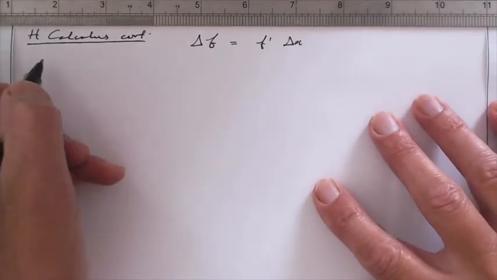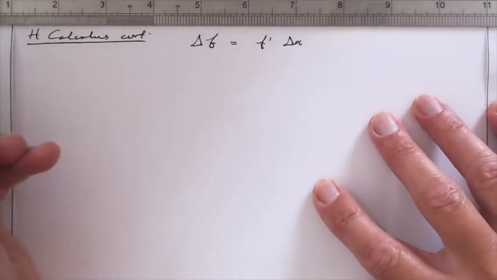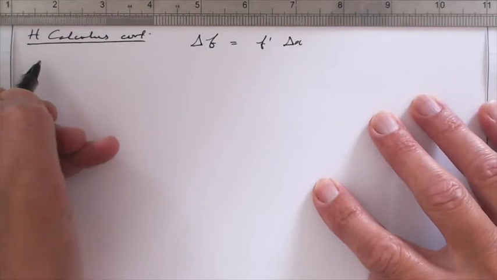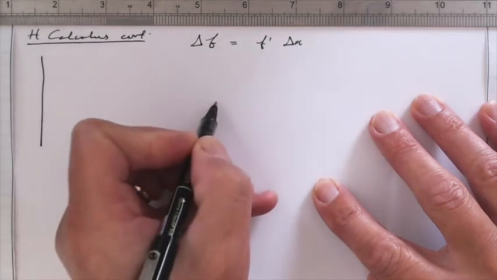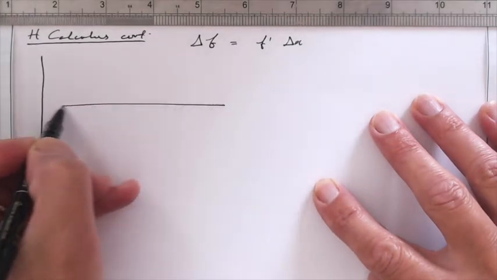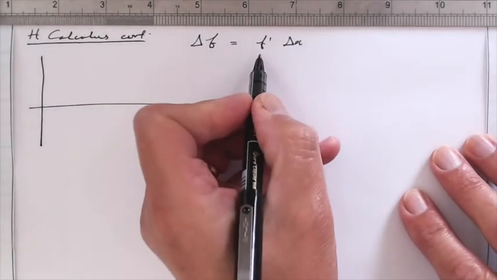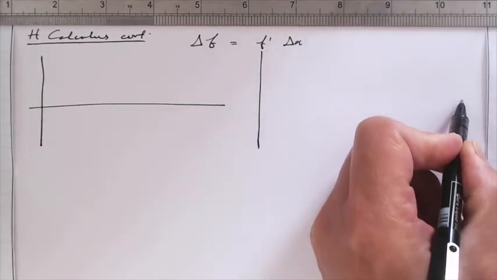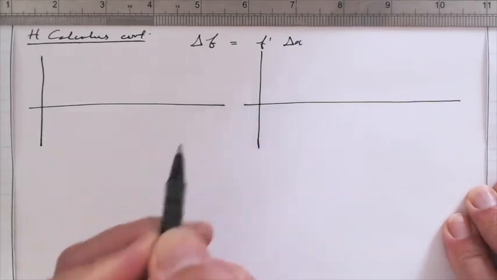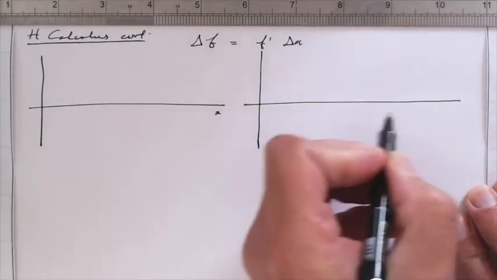Right, so enough talking, let's get down to some maths here. I'm going to first of all sketch sine and cosine, and we're going to use these sketches to do some motivating. So that's going to be my axes for sine, and these will be my axes for cosine as a function of x.